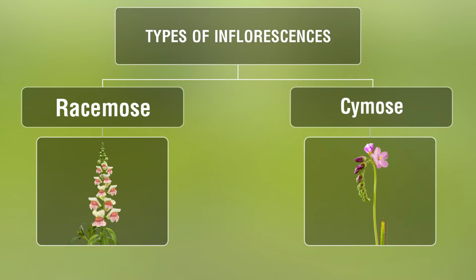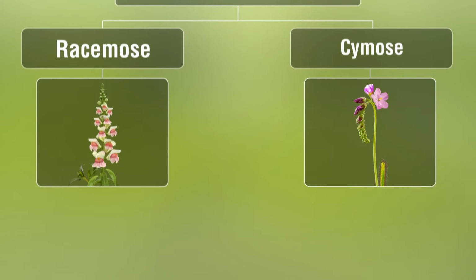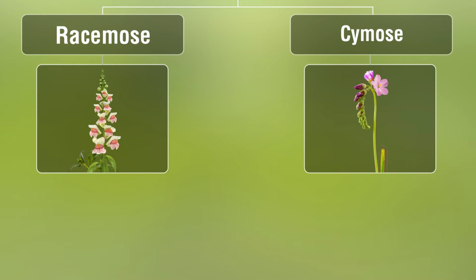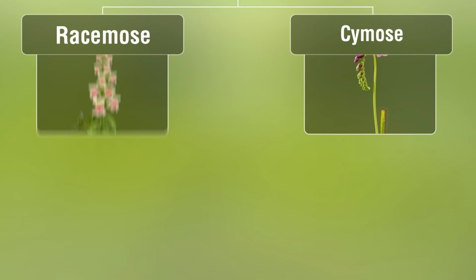Cymose. The growth of the main axis is arrested as it terminates in a flower. Other flowers are produced lower down the main axis or on its branches, which also terminate in a flower. The oldest flower is at the top. Now let us look further at the types in racemose and cymose.